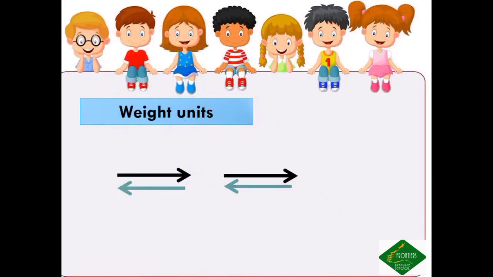Weight unit. If I want to convert from ton to kilogram, from bigger unit to smaller one, I multiply by 1000. And from kilogram to ton, I divide by 1000. If I want to convert from kilogram to gram, I multiply by 1000. And from gram to kilogram, I divide by 1000.